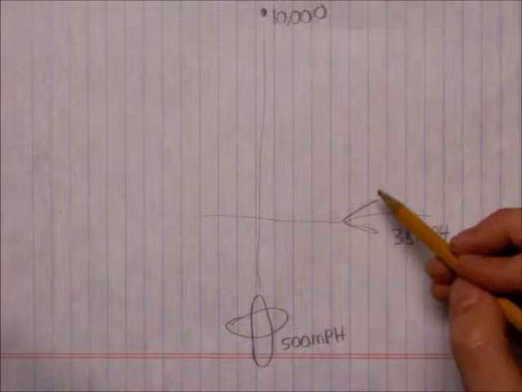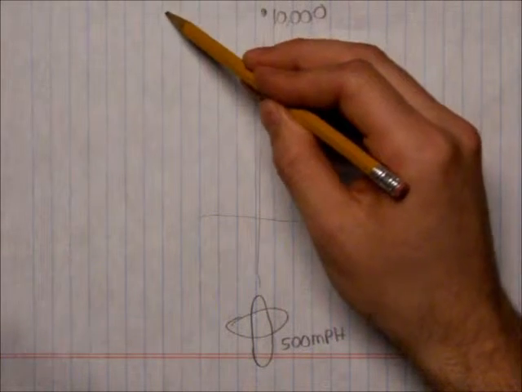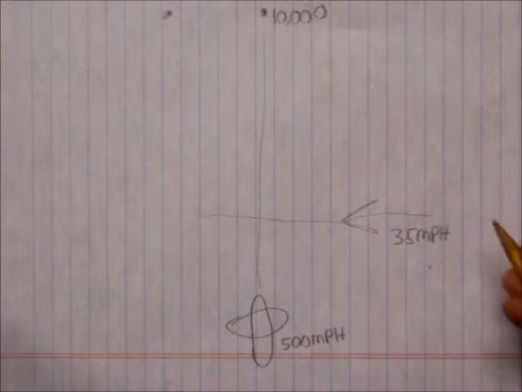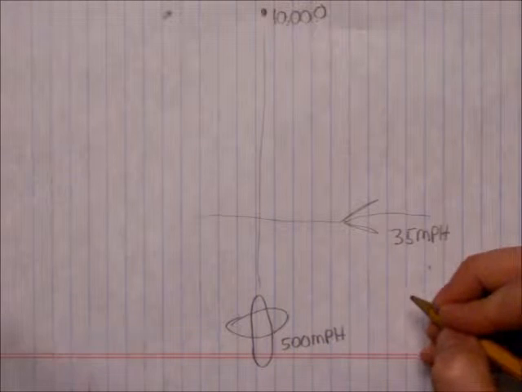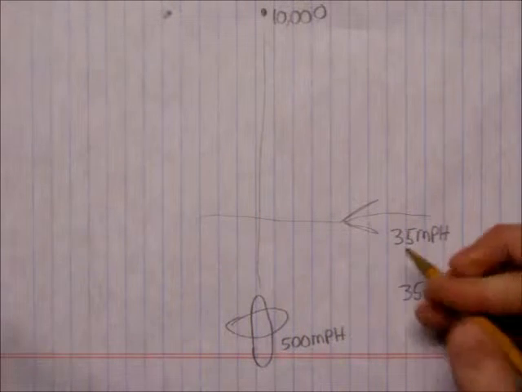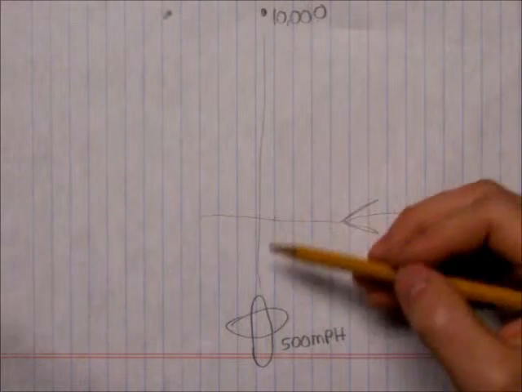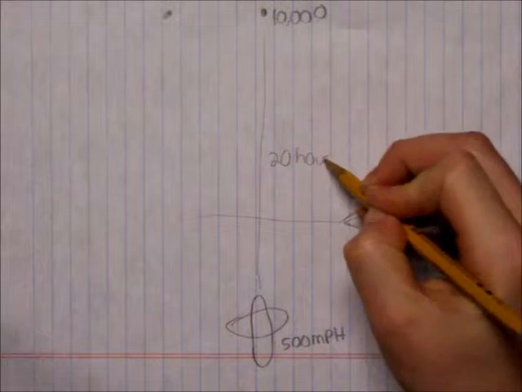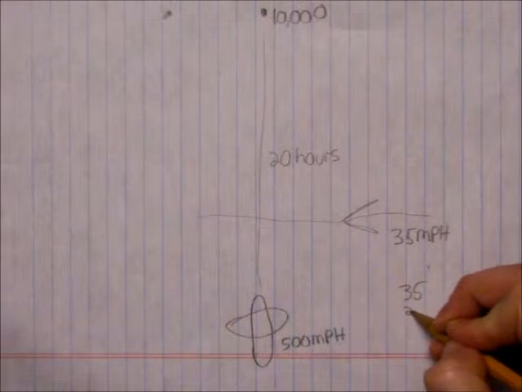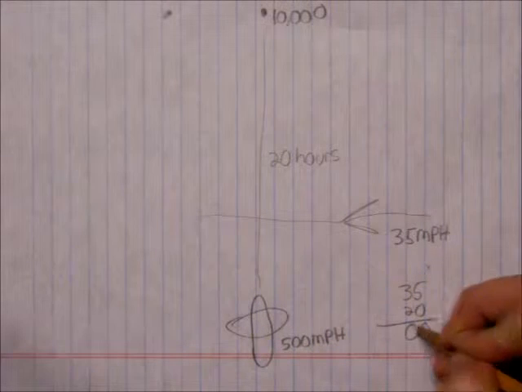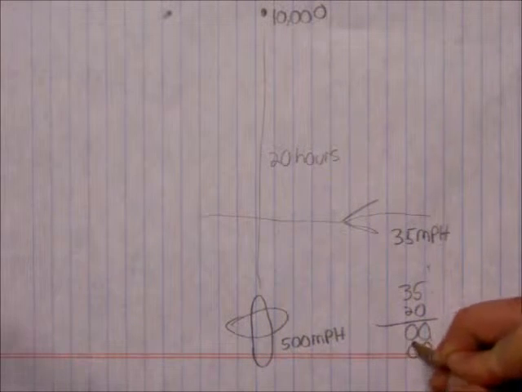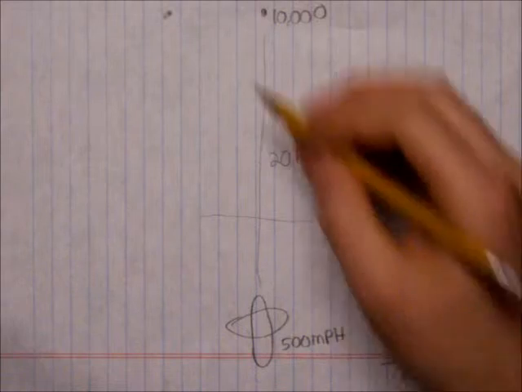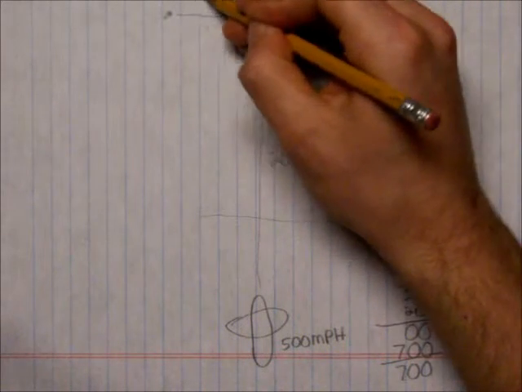So how do we figure out how far away from our destination we will be if we don't turn at all? It's actually quite simple. All you have to do is take 35 times the time it takes to get to our normal destination, which is 20 hours. So 35 times 20 equals 700. It will end up 700 miles away from our destination.